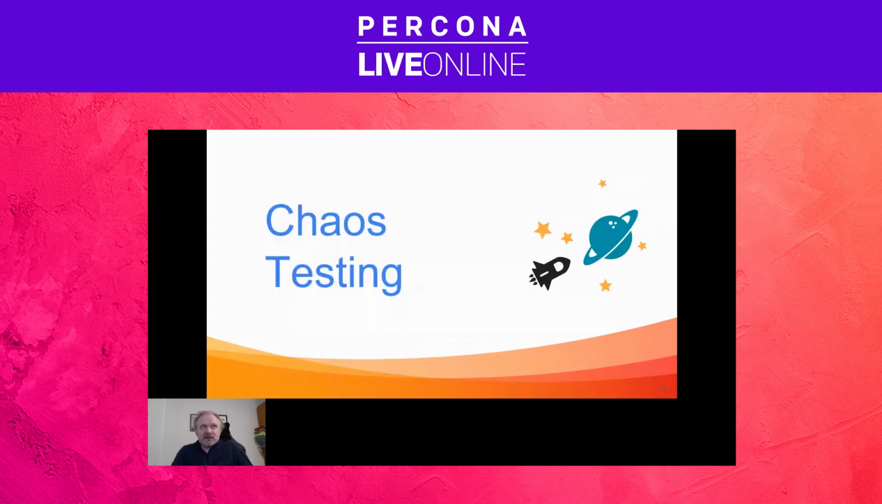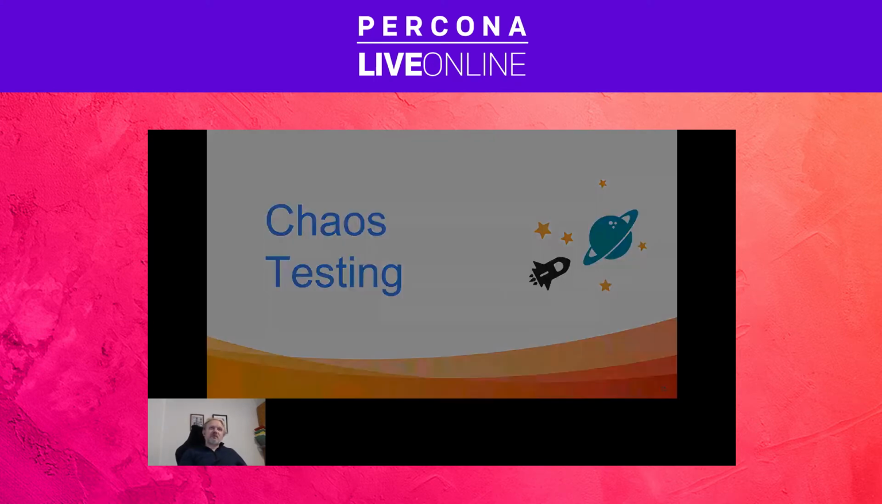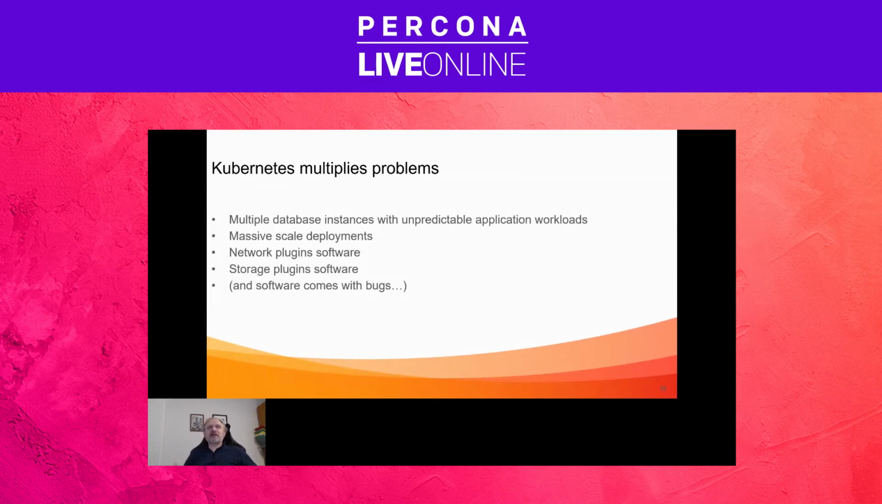Now let's go into chaos testing and why I started to look into that. And you might guess this is connected to Kubernetes. While I just said that Kubernetes is great for database deployments, Kubernetes also multiplies some problems. If you have multiple database instances with unpredictable application workloads, that might not be great for your database instances. If you have massive scale deployments, there is network plugin software, there is storage plugin software, and all this software comes with bugs. So how can we ensure that our database as a service is still able to handle the workload you put into it?